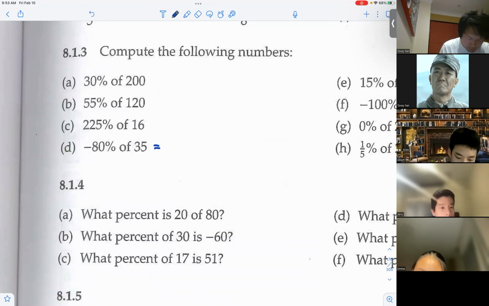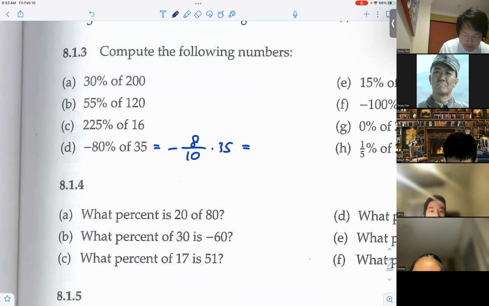So it would be negative 80 over, or negative 8/10, times 35/1. And then 35/1, just write down 35. That's fine. And just cancel out with the bottom, right? Yes. Good. Carry on.